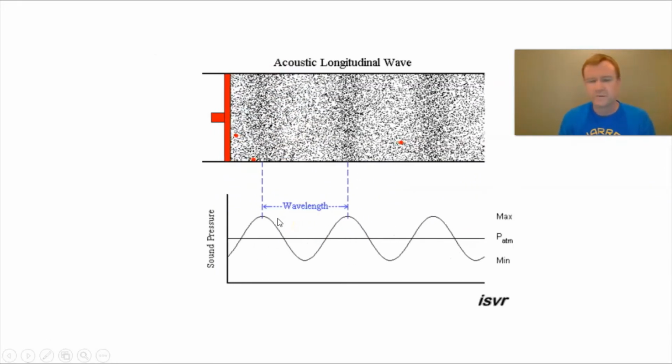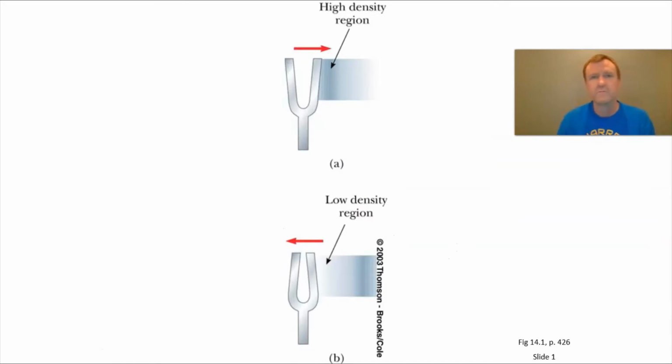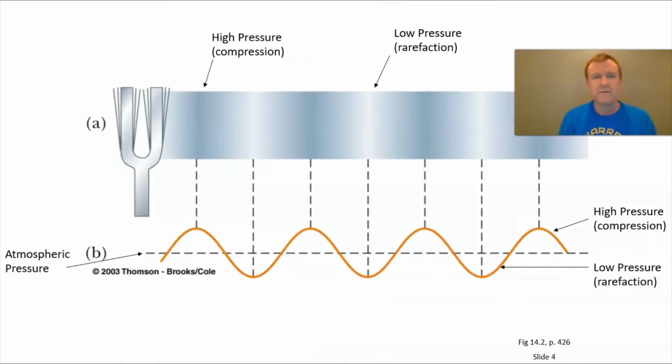All right, let's look at some properties of tuning forks. This is a similar concept. It's compressing the air, then decompressing it, so high density, low density, just the same topic. Here's another image showing pretty much the same thing. High pressure is called compression, low pressure is rarefaction. The tuning fork, when it's going to the right in this case, is creating that high pressure, that compression. When it goes to the left, it's creating that rarefaction.